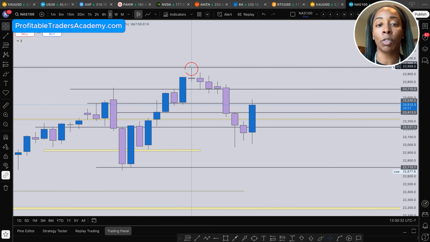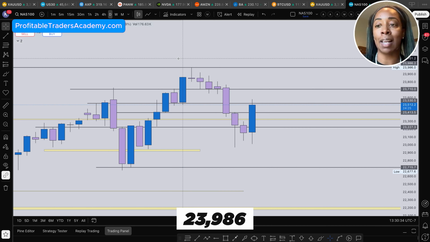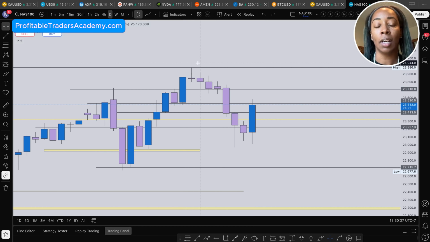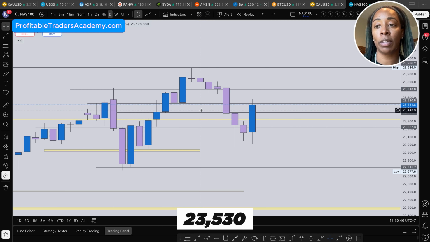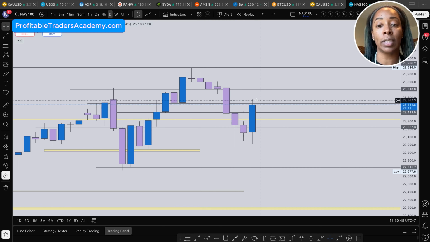So this level right here is at 23,986. This is the height of the market so far. And then we do have this other level here at 23,710. The next level is here at 23,530. And we do see that this week's candle, today's candle rather, tapped into this. So we may have to make some refinements along with this level.